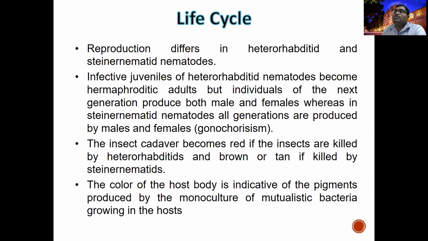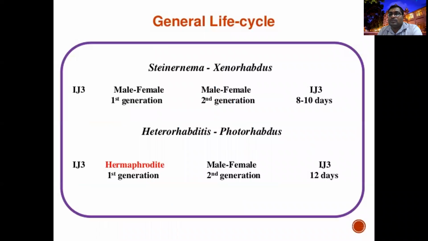So what you can do is mix it, and I will later tell you the technology, how it works. The color of the body is because of this pigment produced by the infecting bacteria. It's monoculture bacteria. That is something I have to explain. Steinernema is associated with Xenorhabdus, the summary. Heterorhabditis is associated with Photorhabdus. Hetero, photo. Steinernema, Xenorhabdus.